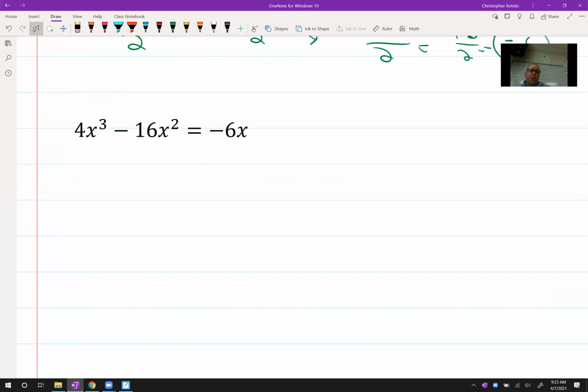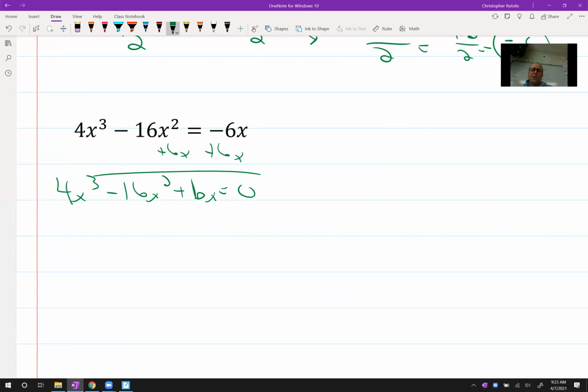First of all, it's not all on one side, so I'm going to add 6x. Now I have x cubed, x squared, and x. They're unlike terms. Now, the other thing is, I know something has to be done because it's called the quadratic formula, and this is a cubic equation. So I definitely can't do the quadratic formula right now. So let's divide by the GCF.